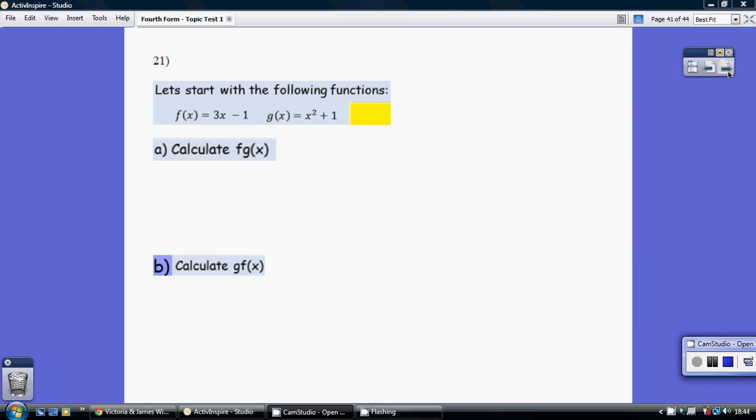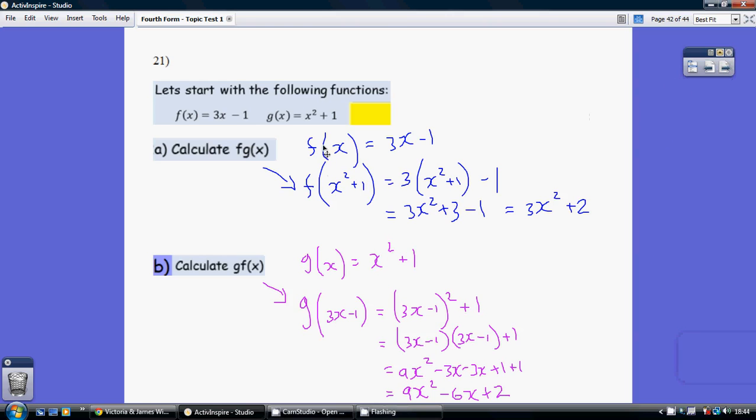Question 21. So I think really the only problem here is remembering which one comes first, which goes into which.